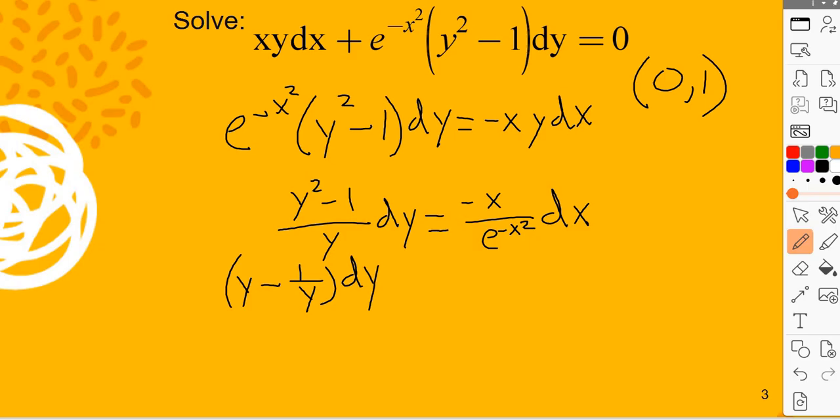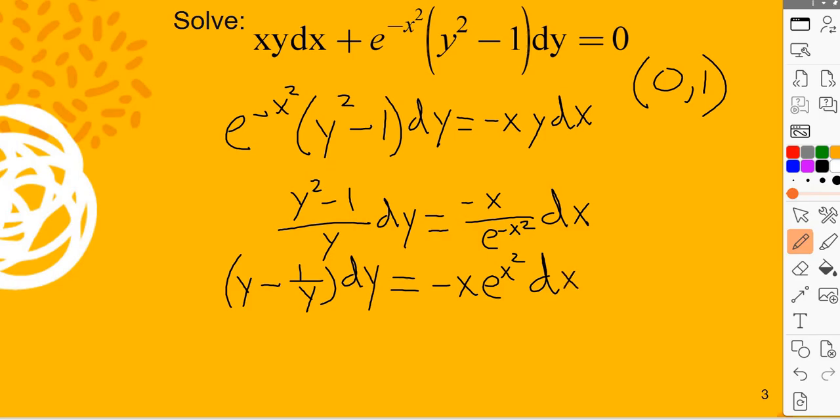Alright, and then also, can we simplify the right hand side? Could we just bring the e to the negative x squared to the top? Yeah, if I just bring it to the top, because I have a negative in the bottom, the negative just means that I move it. So if I'm moving it to the top, it becomes positive. Yes?